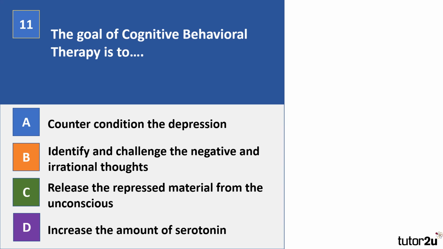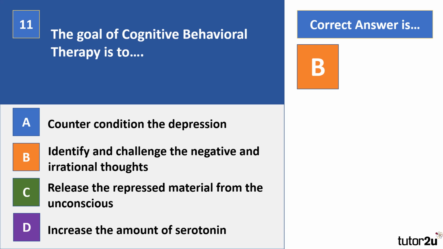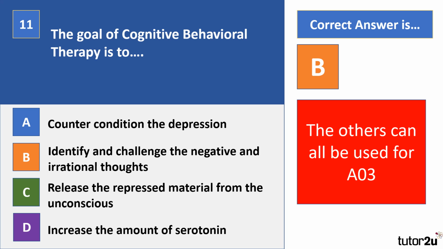Alrighty, question 11. The goal of cognitive behavioural therapy is to A. Counter-condition the depression, B. Identify and challenge the negative and irrational thoughts, C. Release the repressed material from the unconscious, D. Increase the amount of serotonin. Right, pause the video. I'm sure you got that right. The answer there is B.